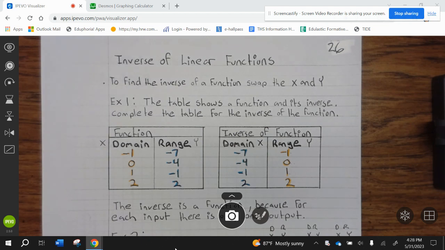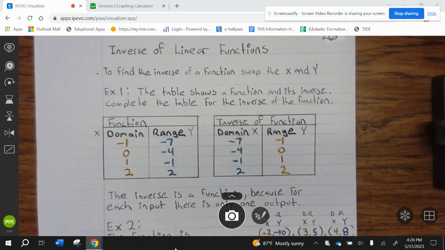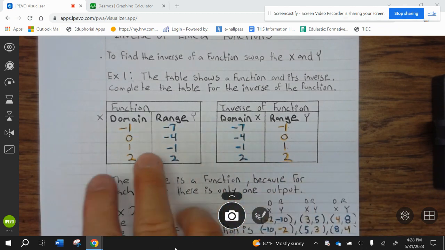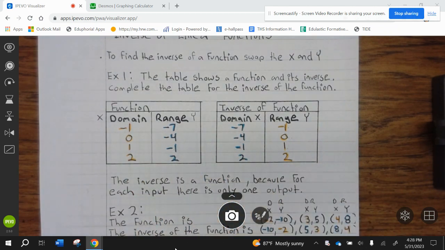Today we're going to, journal page 26, inverse of linear functions. To find the inverse of functions, swap the x and y. Example 1, the table shows a function and its inverse. Complete the table for the inverse of the function. So here's your function, here's your inverse. To get the inverse, you switch the domain and range.